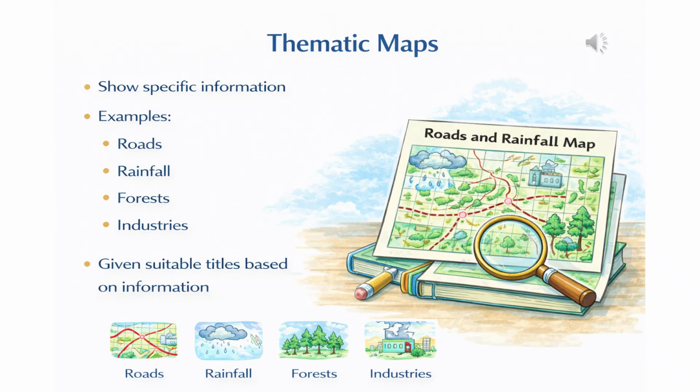Thematic maps show specific information about one topic. They do not show everything, only one special detail. Examples include maps showing roads, rainfall, forests, or industries. These maps are given suitable titles based on the information shown.